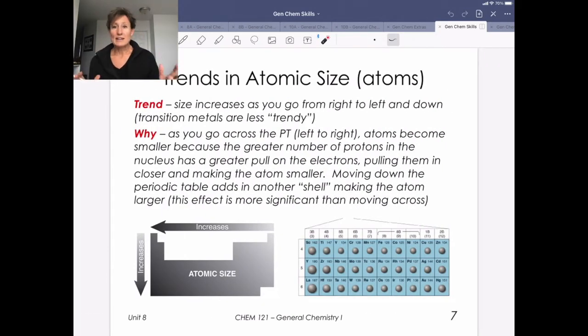So, trends. We're going to talk about 5 different trends here. You do need to know the trend and how it operates. So I'm going to tell a story with each of these, and hopefully when you have a story, it helps to make sense.